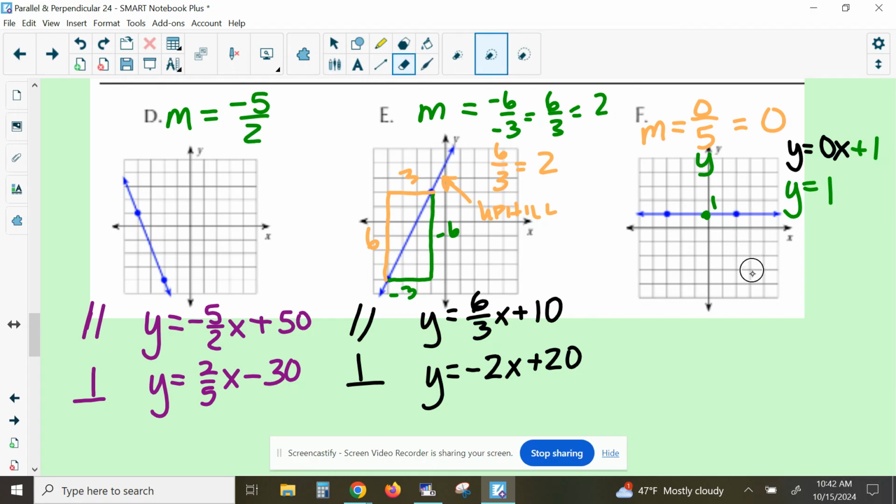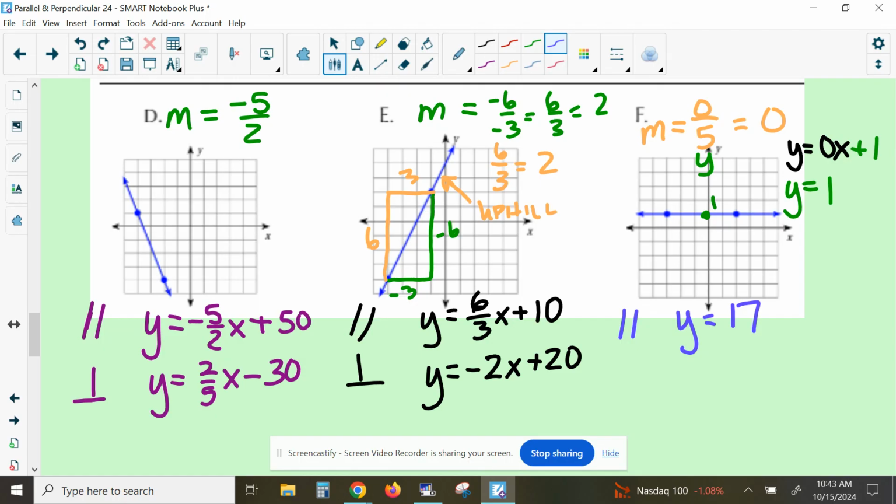Y equals 1. Okay, so if I want a line that's parallel to it, a line that's parallel would be y equals what? 1, negative 1 over 5. Y equals 17. Where would y equals 17 be? I would go up to 17, way up here, and draw a horizontal line, right? Okay, so a parallel line would be y equals 17.